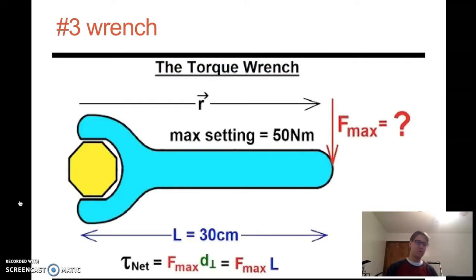Question number 3 asks, why is it easier? Why can you put more force on a nut with a wrench as opposed to just finger tightening it? And you can see here, if you're finger tightening it, what's your lever arm? Your lever arm is just this distance, your radius.